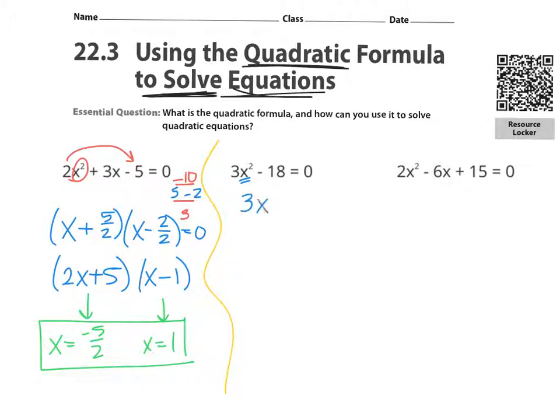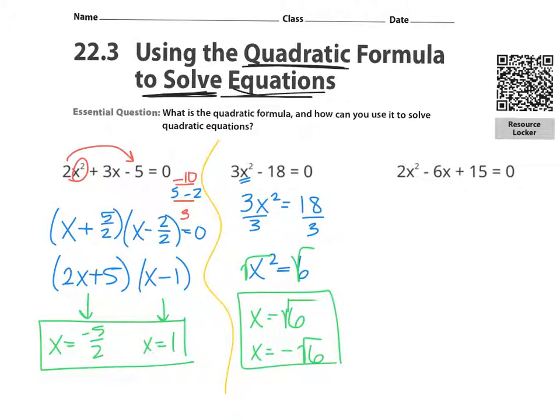So this is going to give me 3x squared equals positive 18. I'm going to divide first, so x squared is going to equal 6. And then I'm going to take the square root. And remember, that gives me two answers. x is going to equal positive square root of 6, and x is going to equal the negative square root of 6. All right, those are both pretty quick methods.